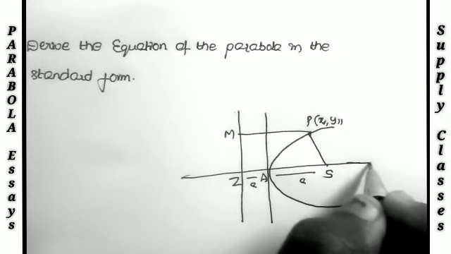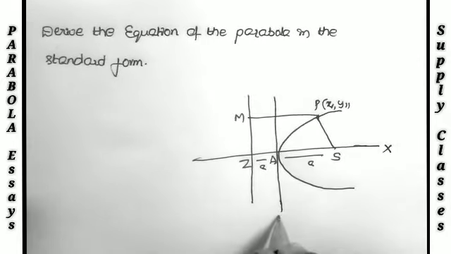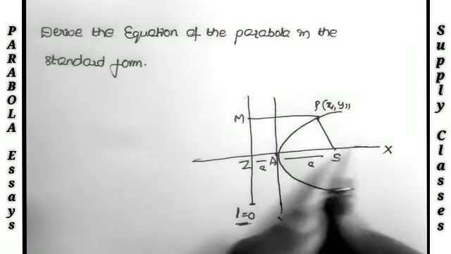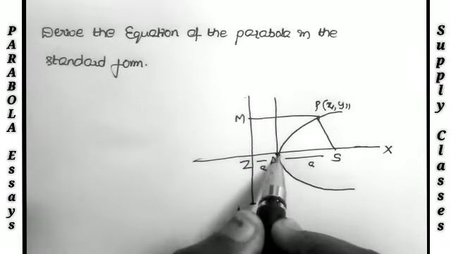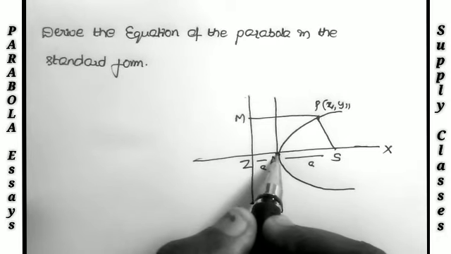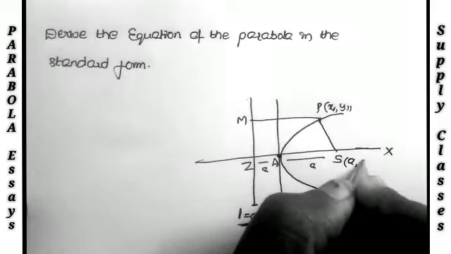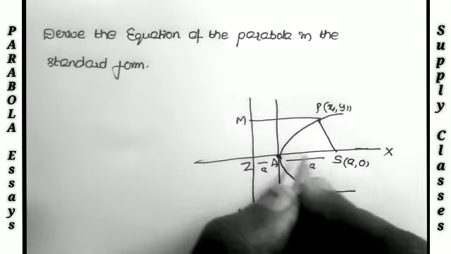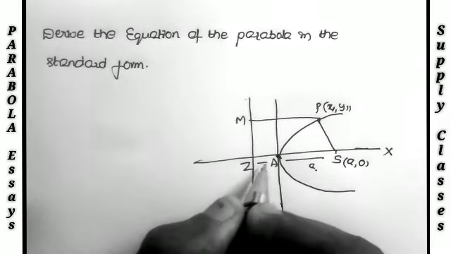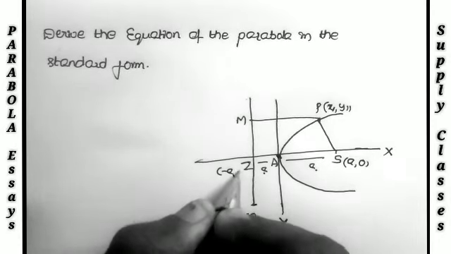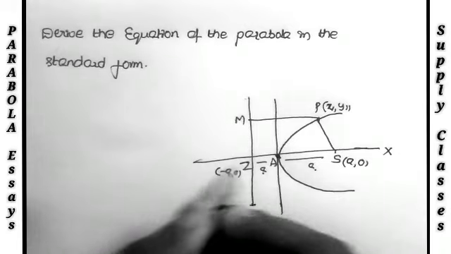I take this line as the x-axis and this second line as the y-axis, and this is the equation of the directrix, denoted by L = 0. Here A is the point of intersection of the x-axis and y-axis. This is the vertex, which is (0, 0). We take the coordinates of S as (a, 0), since the distance from A to S is a, and here also the distance from A to Z is a, and we take the coordinates of this point as (-a, 0), since this is the negative x-axis.